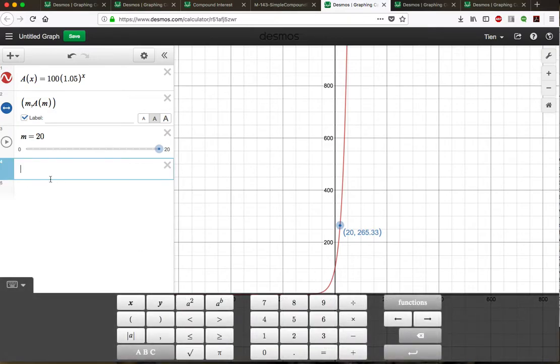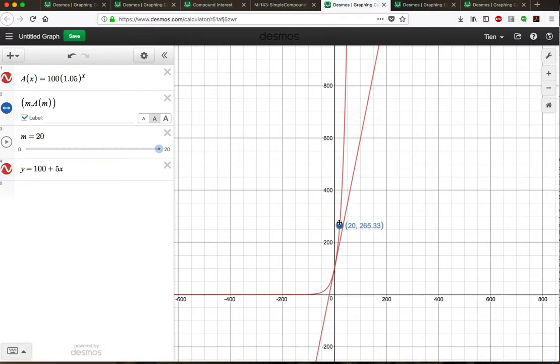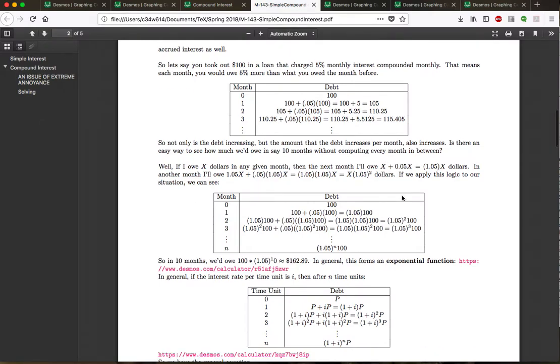So if we compare that to y equals, was it 100 plus 5x, right? Let's change the color. This green line is what you'd be charged if you're being charged simple interest, and this red line is what you owe if you're being charged compound interest. Now, almost everything in life is actually dealt with through compound interest. And so this is really what we care about in this context here.